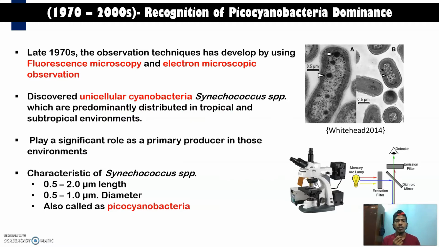For the recognition of picocyanobacterial dominance, in the late 1970s, fluorescent microscopy and electron microscopy observation showed us the unicellular cyanobacteria named Synechococcus. The characteristics of this Synechococcus are that it is 0.5 to 2.0 micrometers in length and 0.5 to 1 micrometer in diameter. So it is classified as a picocyanobacteria.